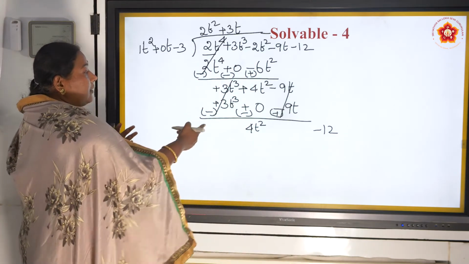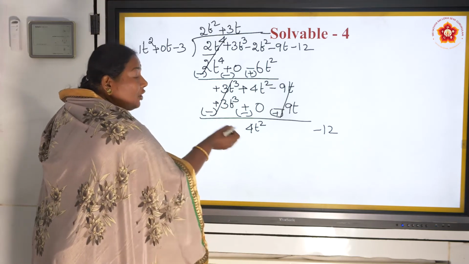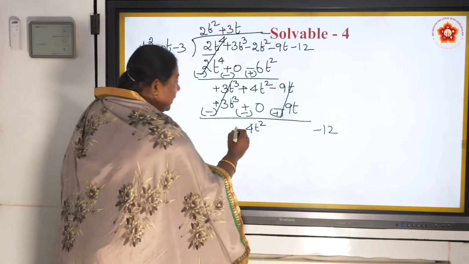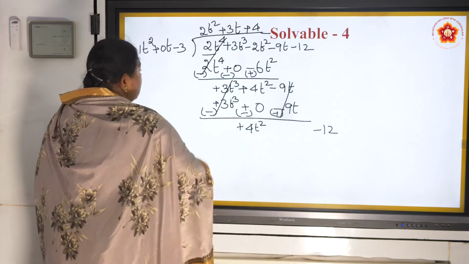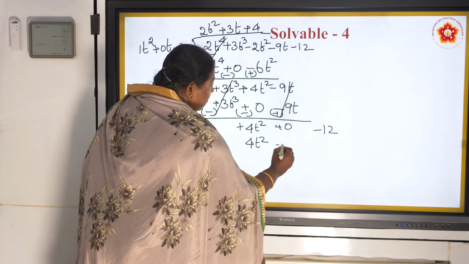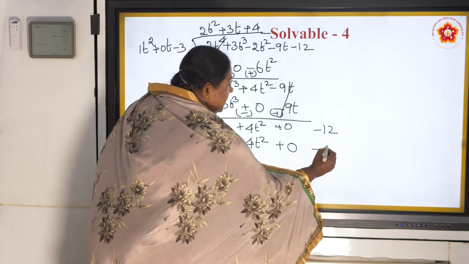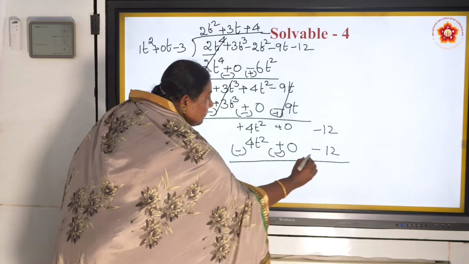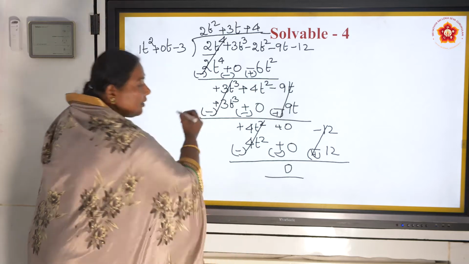Now let us go for the last one. Here I have t square, here also I have t square, but here I have 4. So what I want? 1 into what I will get? 4. So here plus, put the same symbol here, plus 4. 4 ones are 4t square. So this is a 0. Here also 0. Then I'll get plus into minus, minus 4 3s are 12. Just change the symbol. Cancel. My answer is 0.